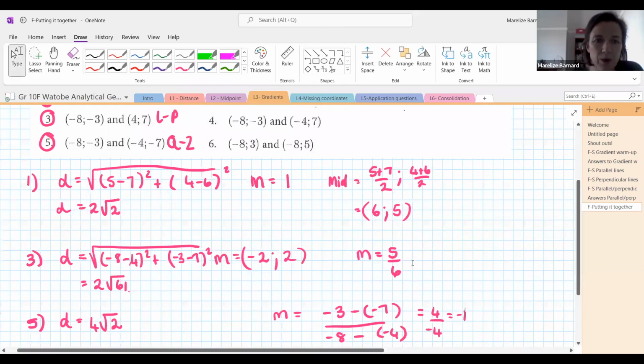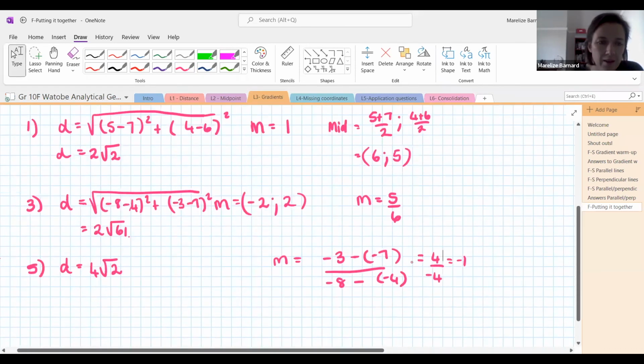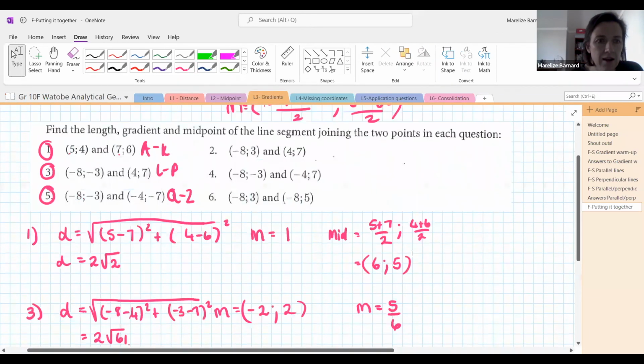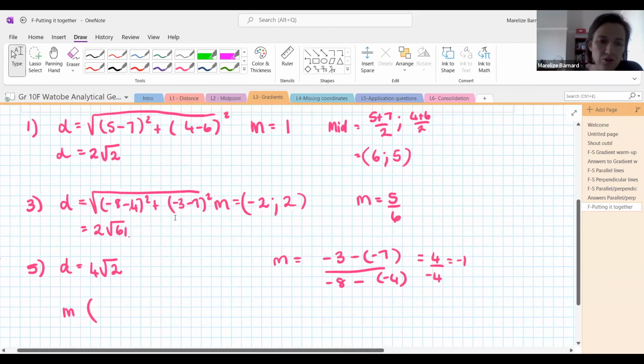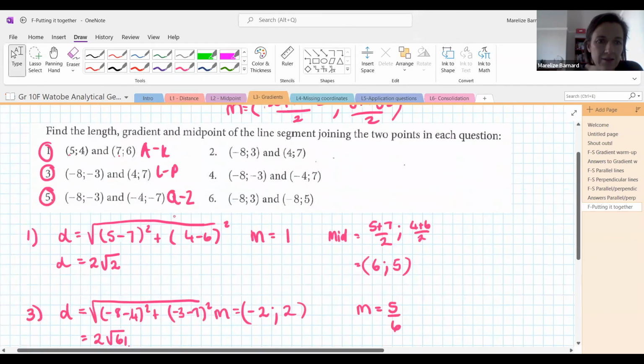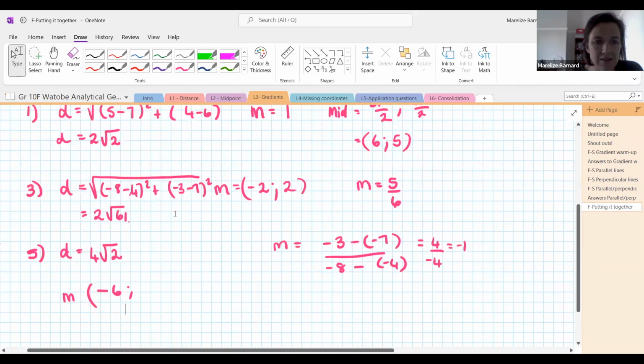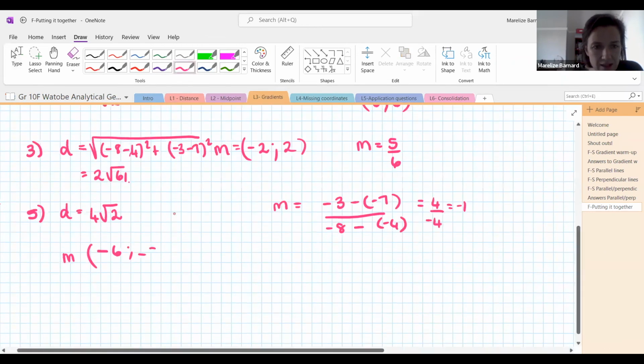And then your midpoint? I got -6 and -5. Because we're going to add the -8 and the -4. That's -12 divided by 2 gives me -6. And then -3 and -7 is -10 divided by 2 is -5. Excellent. Well done, Sakiwo.